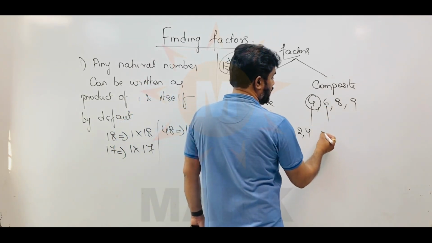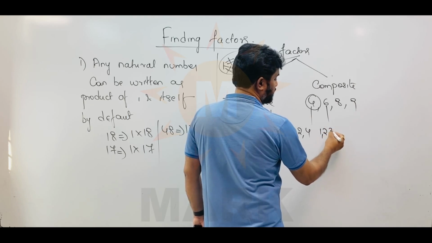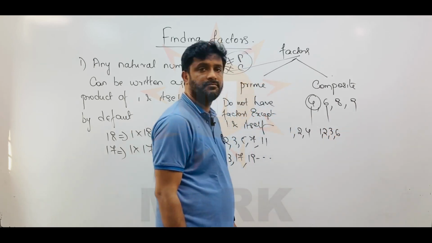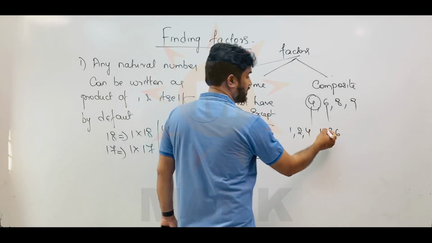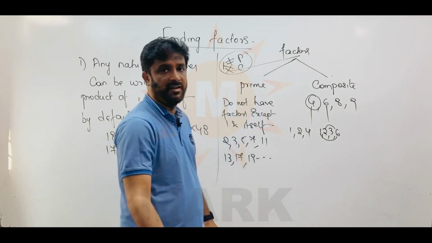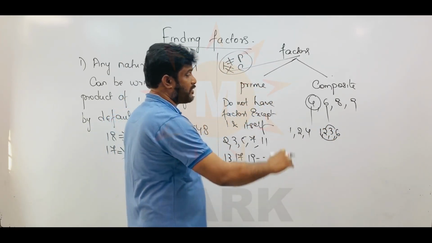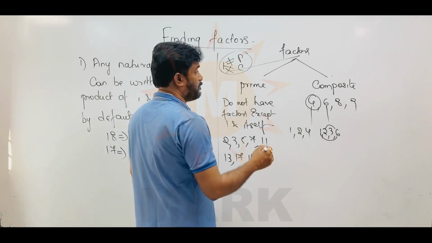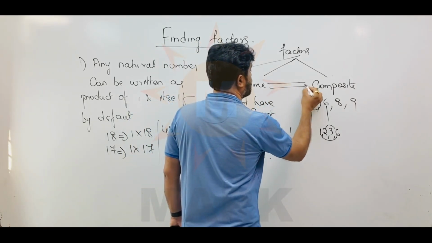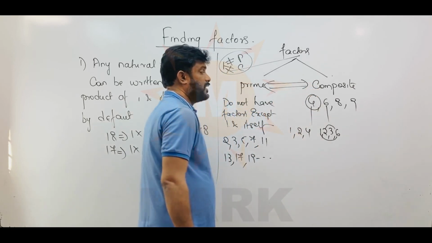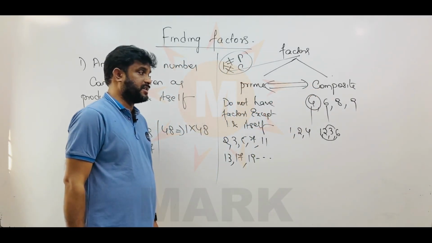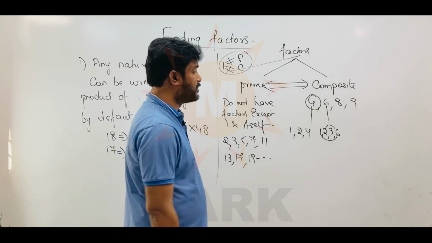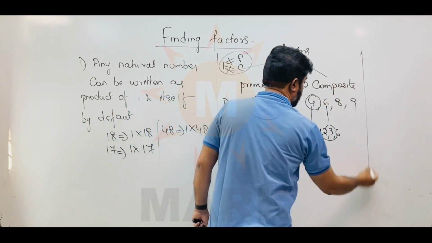Suppose 6 is there: 1 is a factor, 2 is a factor, 3 is a factor, 6 is a factor. 2 into 3 is equal to 6, 1 into 6 is equal to 6. So like this, these numbers are called composite numbers. So my dear friends, now what is the important point that I am going to say? The relationship between prime and composite numbers. Very, very important point, my dear friends.